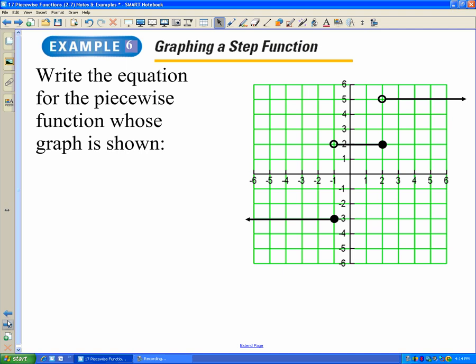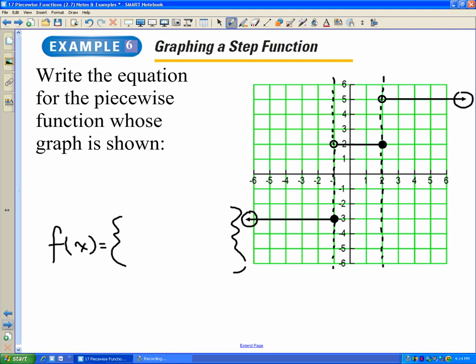Write the equation for the piecewise function whose graph is shown. Now I need to do backwards. I need to come up with an f of x that's equal to, I need my brackets. I need functions here, and I need domains here. So I need to break up my graph and see where it looks like. Well, first, the breakup of my graph is at -1 and at 2. It's very important that I also notice that I have arrows on the ends of these and not open or closed dots.